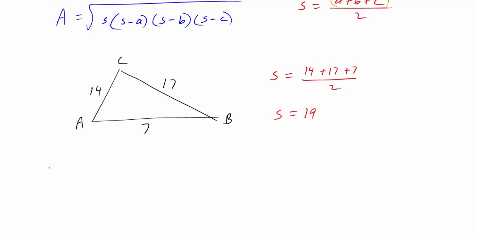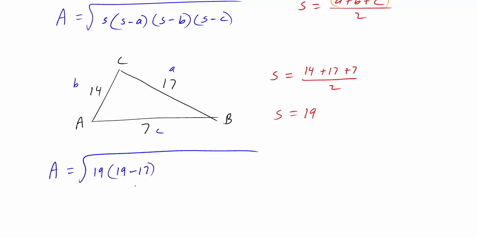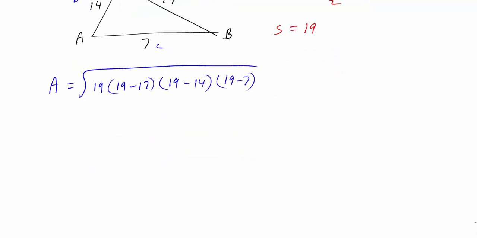So now, if we use the formula, we're simply going to take the area is equal to the square root of 19 multiplied by 19 minus A, this is A, B, and C. It really doesn't matter the order because we're multiplying, but this would be 19 minus 17. And then we would multiply this by 19 minus 14, and then that's going to be multiplied by 19 minus 7. So then from here we could easily go to the calculator and enter this in.